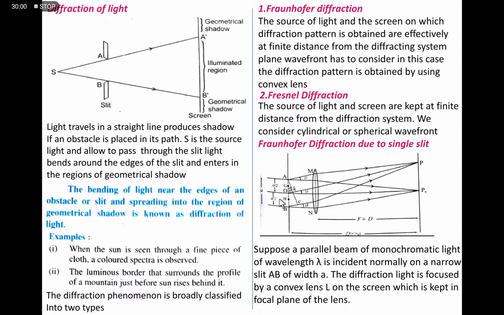It converges and the diffraction pattern is obtained on the screen. Now, how is the central maxima produced? Just keep your diagram in mind. Once again, AB is the slit, a is the width of the slit, the center is C, and light waves are allowed to pass through the slit.